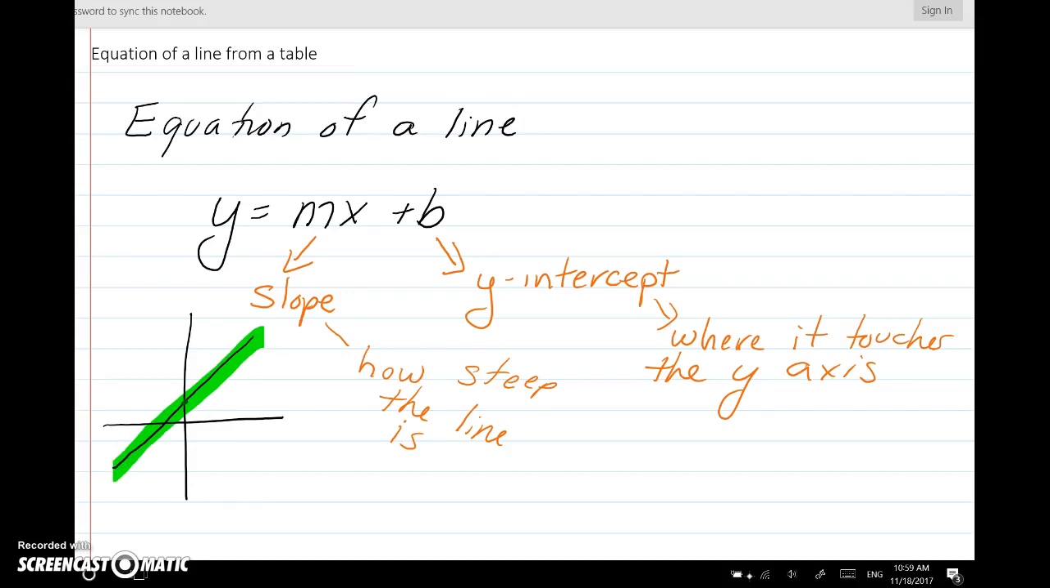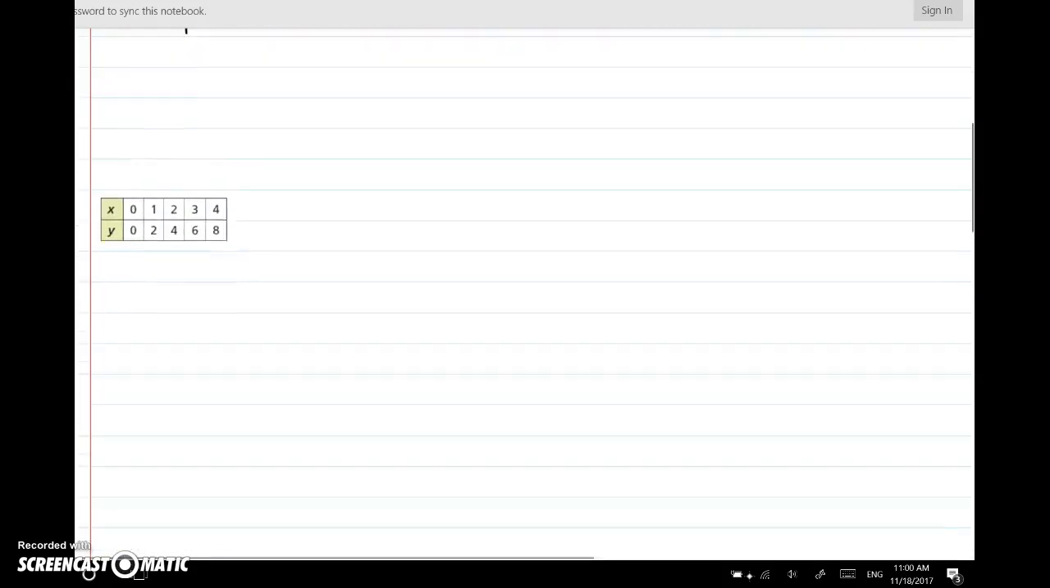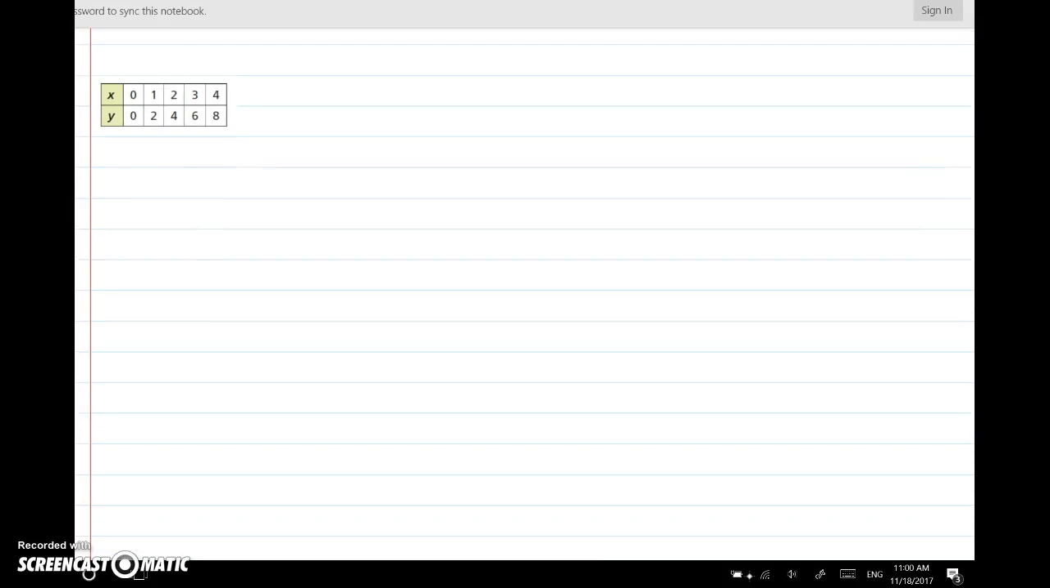But sometimes you don't see a graph. Sometimes they don't just give us the equation. Sometimes they give us a table, and they want us to use the table to write the equation of a line. So here we go. Here's a table. Oh, let's make that a little bigger.